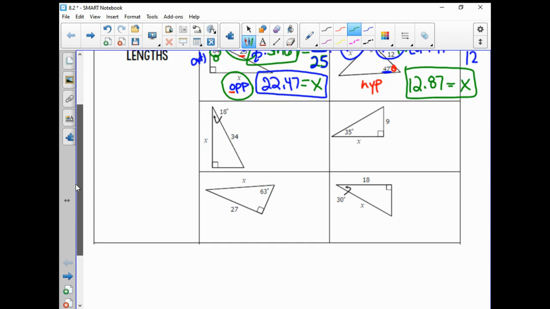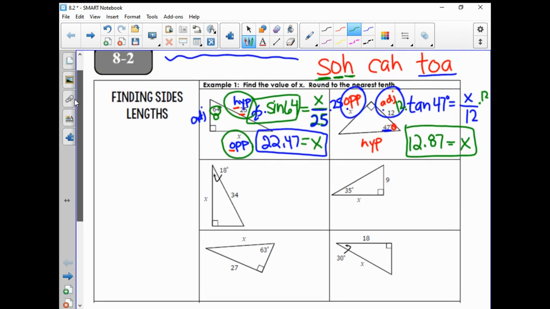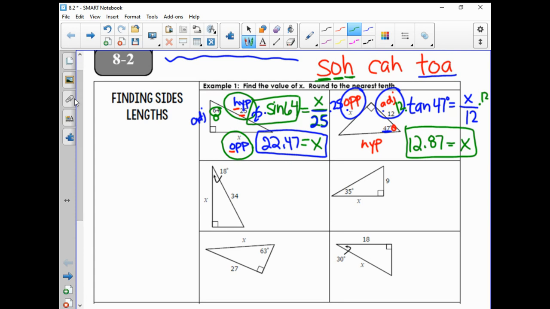I'm going to scroll up here just a little bit. Actually, then we lose our SOHCAHTOA, don't we? Let's just scroll to right here. All right, on this one, again, they've given us an angle, so call that theta.